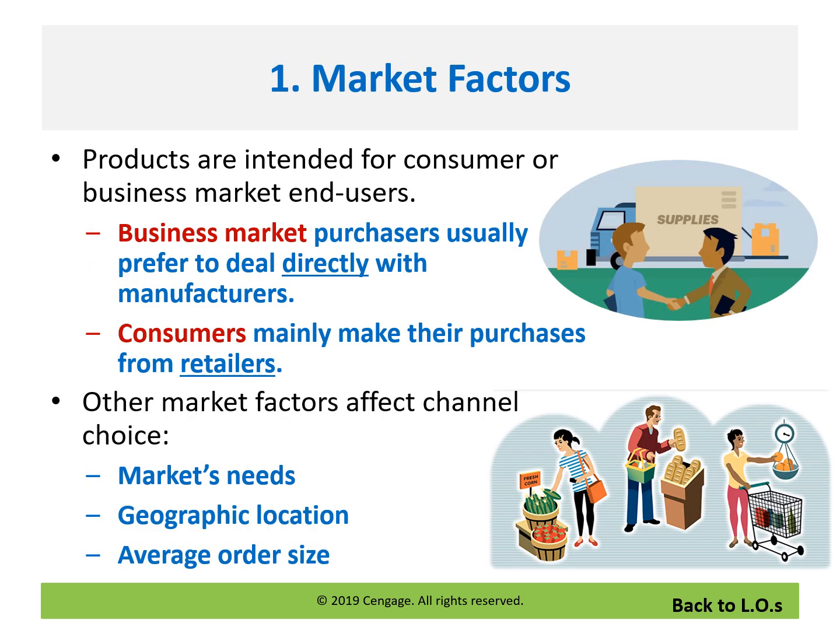First, market factors. Products are intended for either consumer or business market end users. For business market purchasers, they usually prefer to deal directly with the manufacturers. Consumers mainly make their purchases from retailers. Other market factors which affect channel choice include the market's needs, or the geographic location of the market, or the average order size.